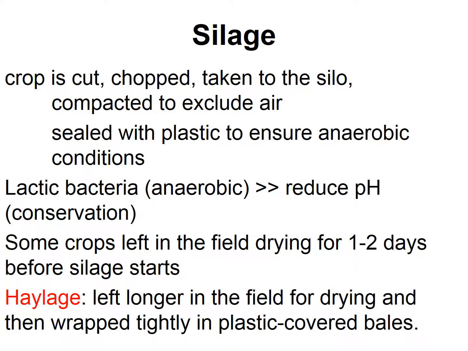Some crops are left in the field for a couple of days before silage. That is not the case with maize, which might be taken directly to the silo. In the case of haylage, the crops, after mowing, are left longer in the field for drying, and then they are wrapped tightly in plastic-covered bales.